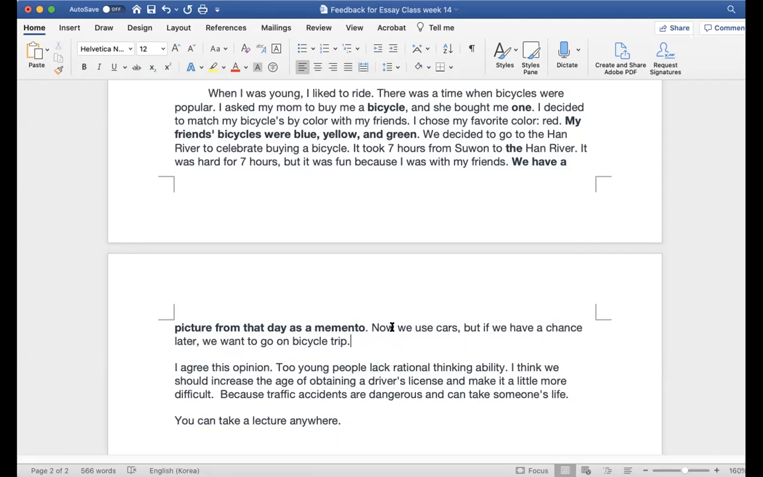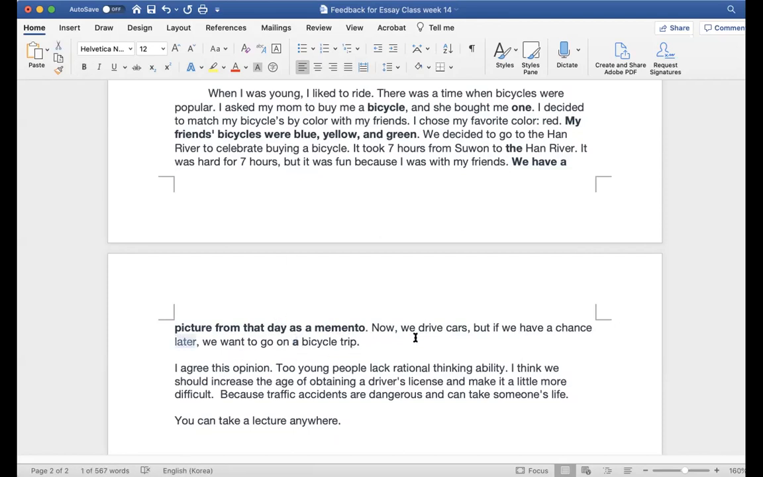Now we drive, of course, now we can say drive. Now we drive cars. But if we have a chance later, we want to go on a bicycle trip. Bicycle trip is a noun. It's one bicycle trip.